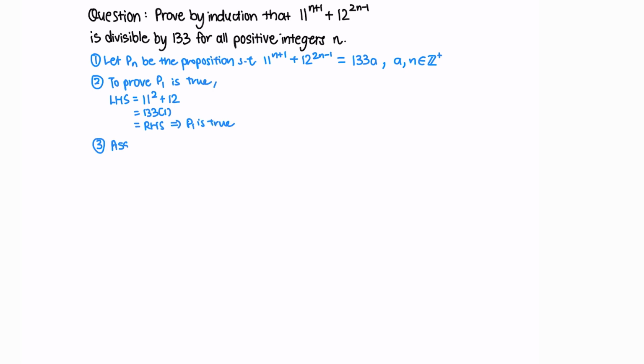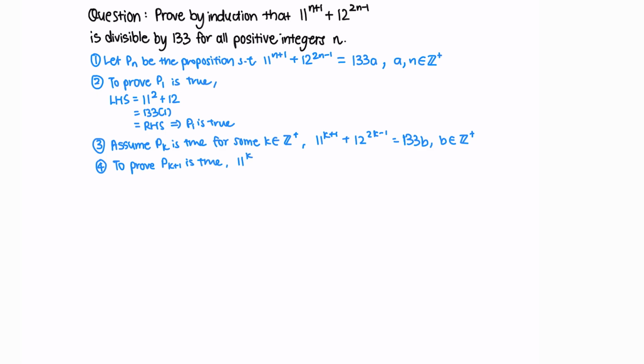Now remember, our third step is to assume Pk is true for some k as a positive integer. And then I'll write down my Pk assumption again. And now, our next step is to prove Pk plus 1 is true. Again, I'll write down what Pk plus 1 looks like. Okay, as you can see, this is just equal to 133c, where c is an integer.